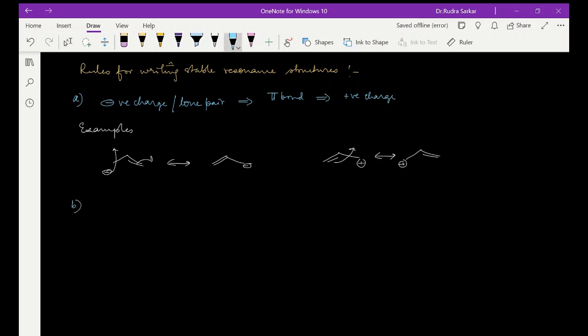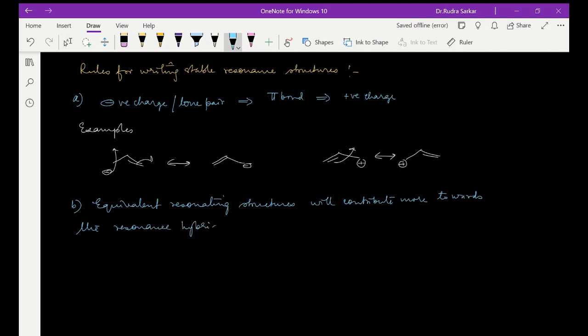In rule B, we will say equivalent resonating structures will contribute more towards the actual resonance hybrid, and will be more stable.